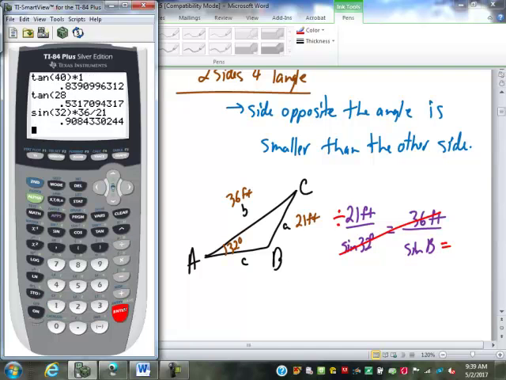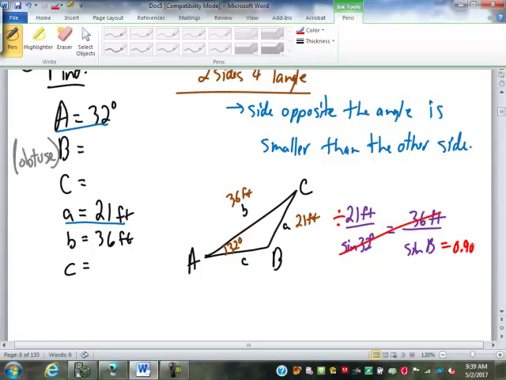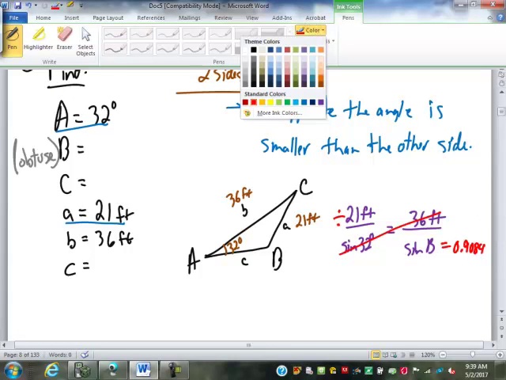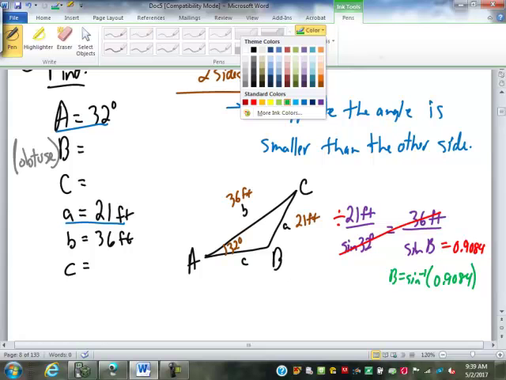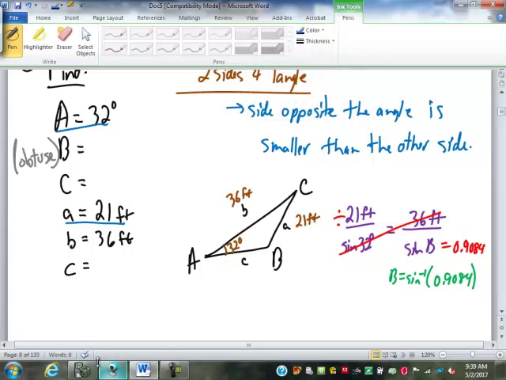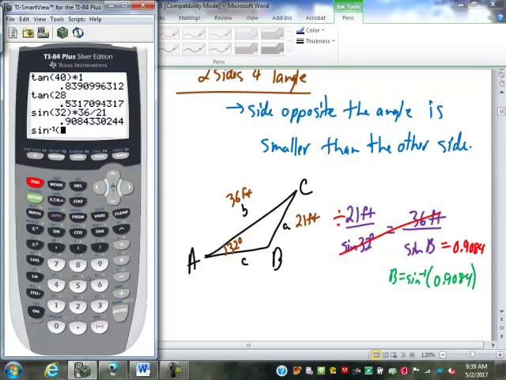Now the biggest thing here is this has to be smaller than 1. If it's not, we have issues. It doesn't form a triangle. Here it is, 0.9084. Now we have to do the inverse sine to get to the angle. Unfortunately, because this is obtuse, what we get here for the inverse sine is not going to be the angle. Let's get it here and we'll go from there. So I'm just going to do second sine, second answer. I get 65.29 degrees.